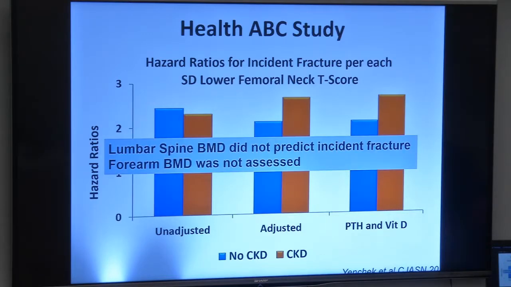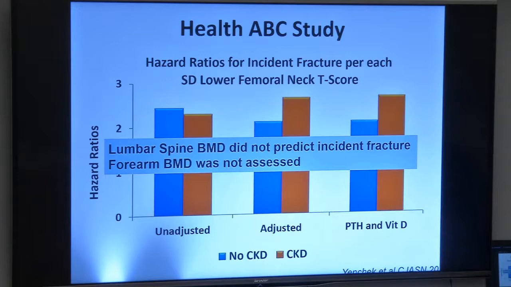They did lumbar spine also, not predictive. And can anyone guess why lumbar spine would not be predictive? Perfect, yeah, the calcifications. It biases the image result. So lumbar spine's not a great site. And that also came out in dialysis patients too, okay?